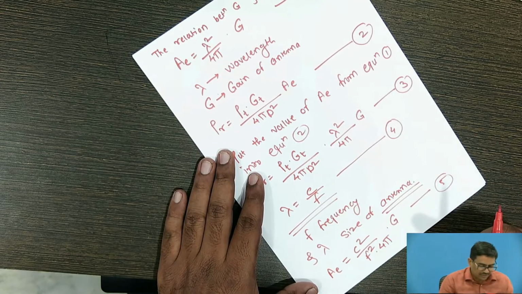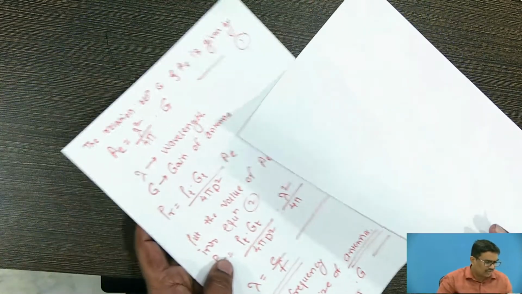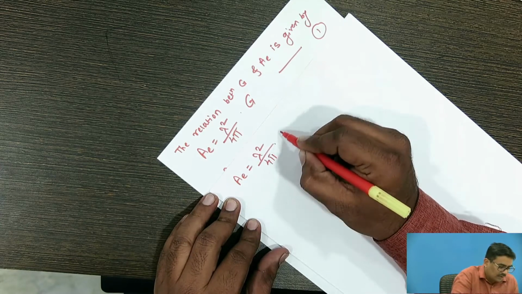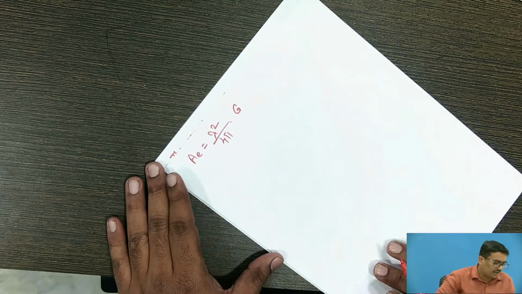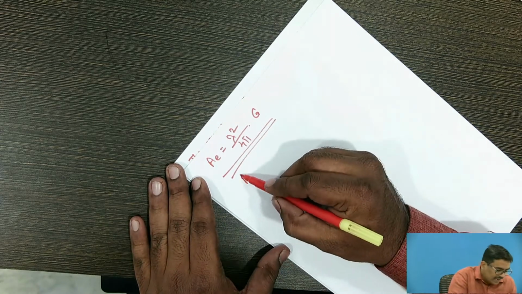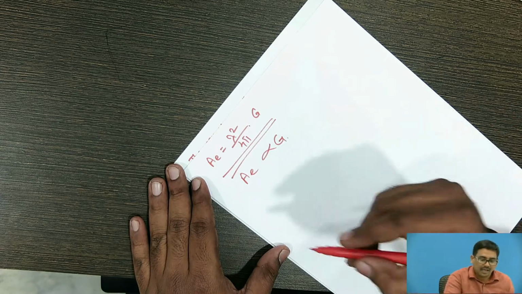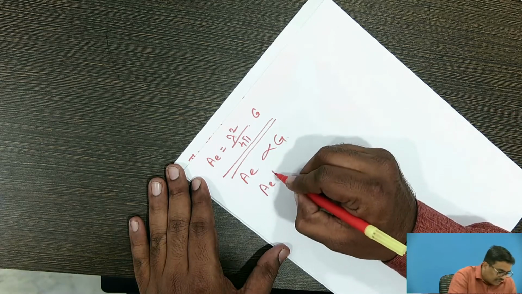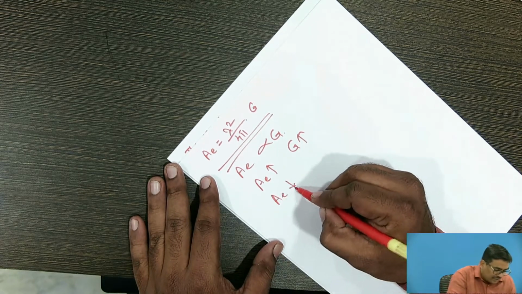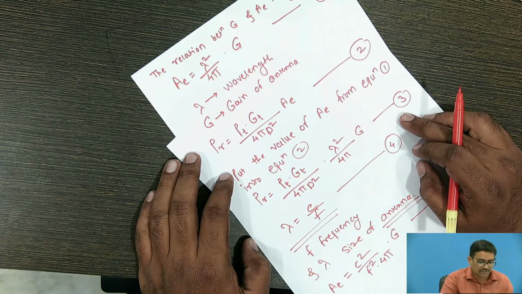Now from this equation what do we conclude? AE is equal to lambda square by 4 pi into G. We conclude that AE is directly proportional to the gain. Means as the effective aperture increases, the gain also increases, and as the effective aperture decreases, the gain also decreases.